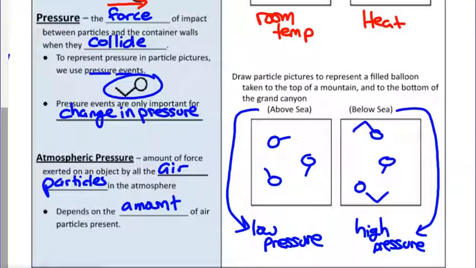Right? Now, it doesn't have to be one particular answer. I do want to continually reiterate that with these particle pictures, there's more than one way to draw these correctly, but the fact that we go from 0 pressure events in this box to 2 pressure events in this box has illustrated an increase in pressure going from above to below sea level. Okay. All right, on to the next page.